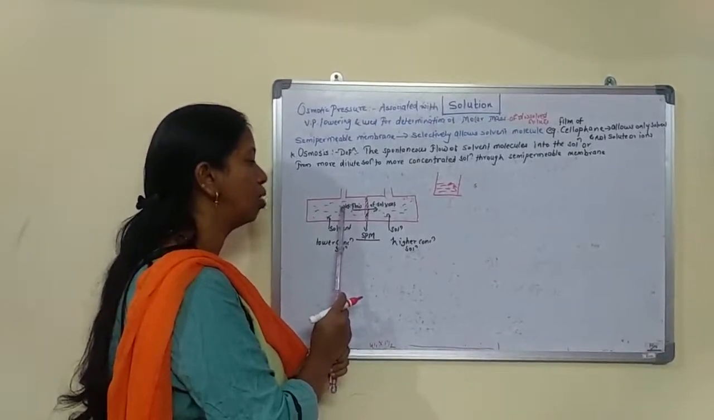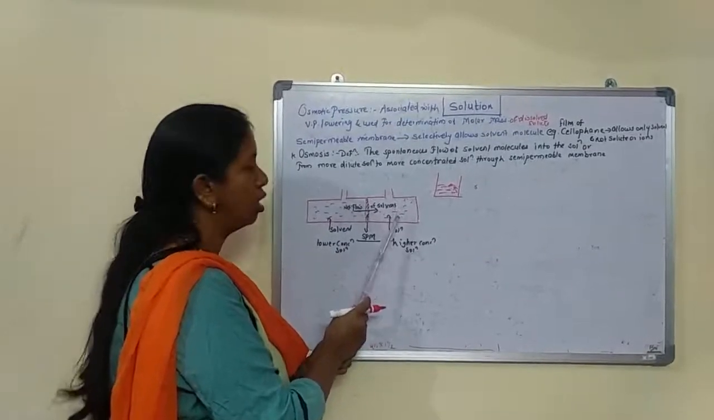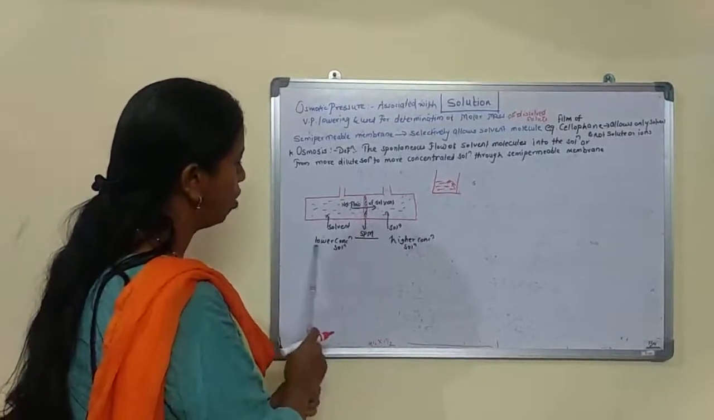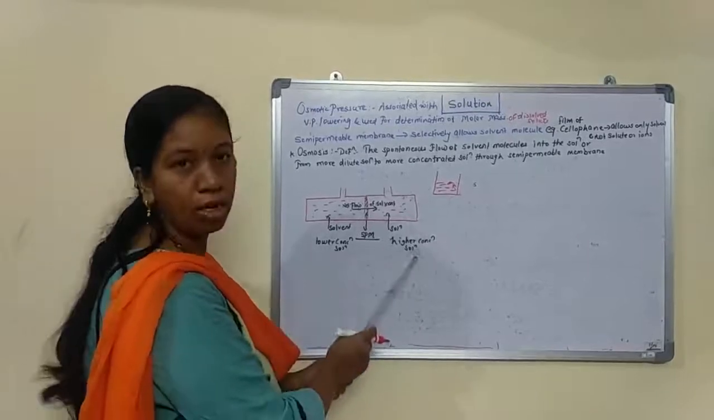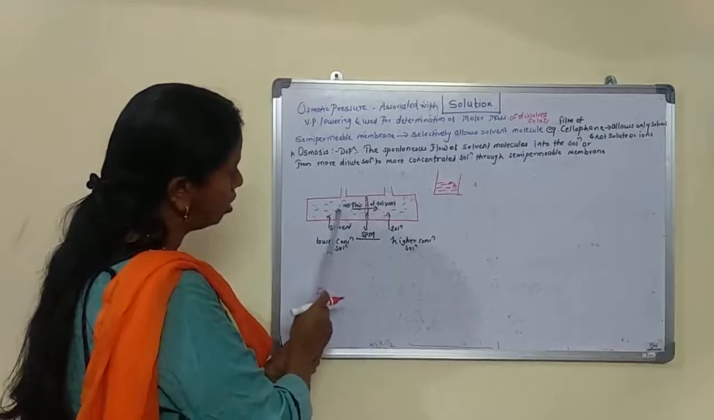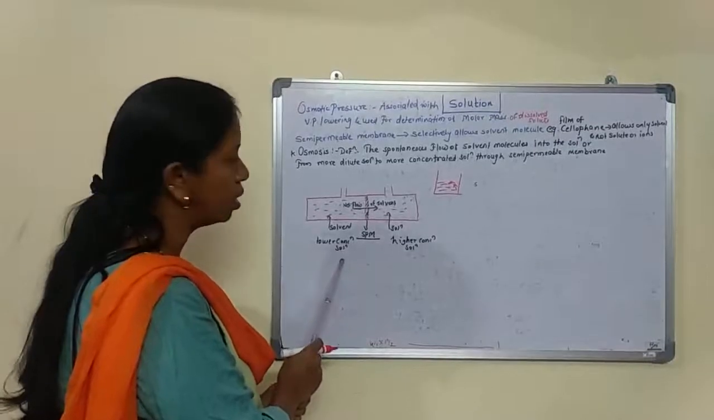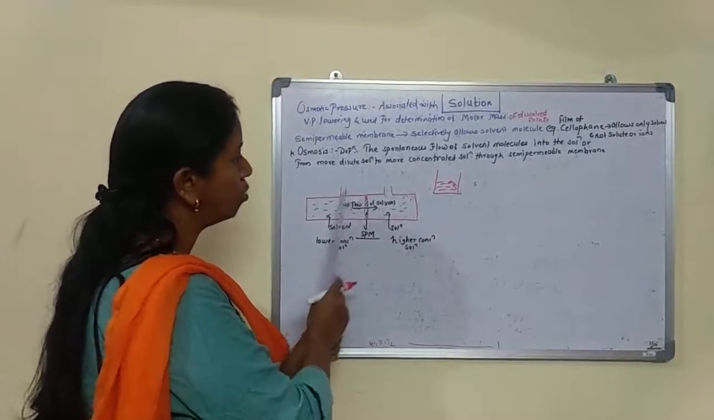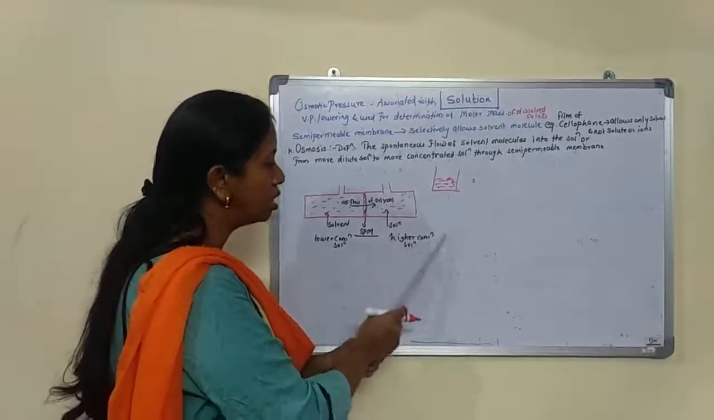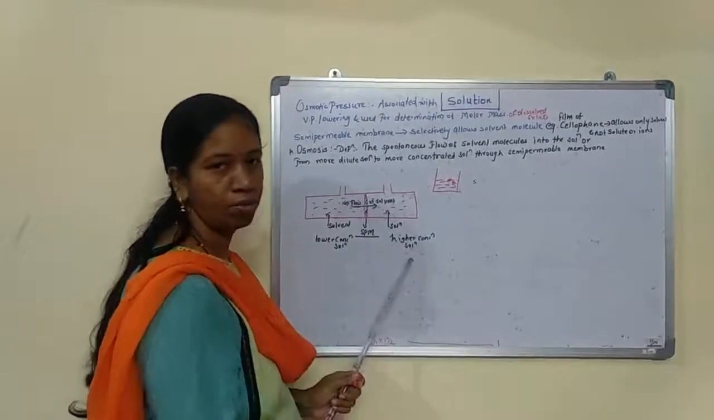So these solvent molecules are passing towards the solution container, or we can say that there is a net flow of solvent from the lower concentrated solution to the higher concentrated solution. Whenever osmosis takes place, the concentration of solvent molecules in the lower concentrated solution becomes less, and the solvent molecules in the higher concentrated solution become more. So it decreases the concentration of the other solution.